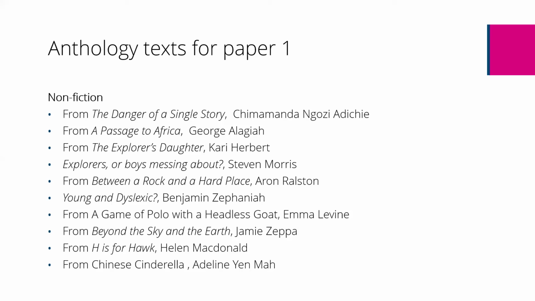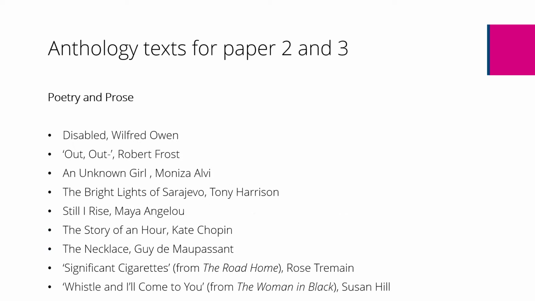So that's just a quick overview, some lovely, lovely texts there. Students really enjoy working with those. And then the poetry and prose, this is for paper 2 and for coursework. We've got Disabled, Out, An Unknown Girl, which is the one we'll be working with a little bit today, because that was in the June 2024 paper 2.